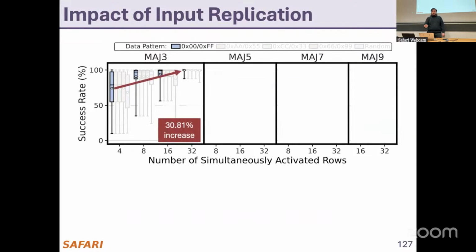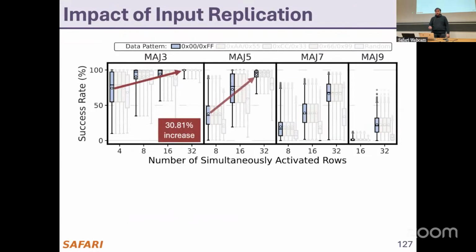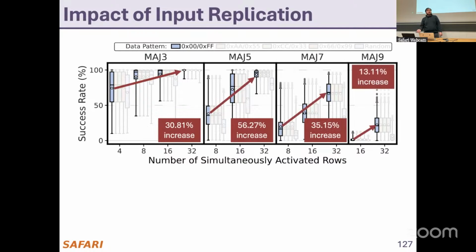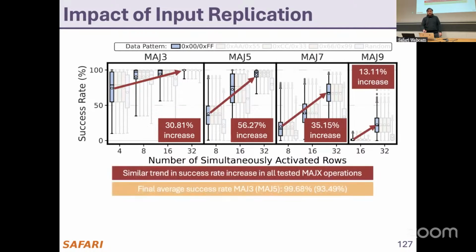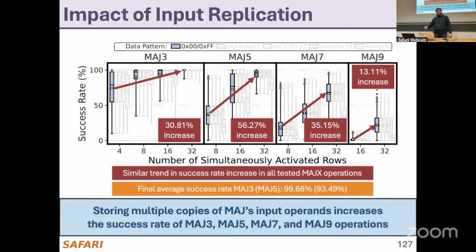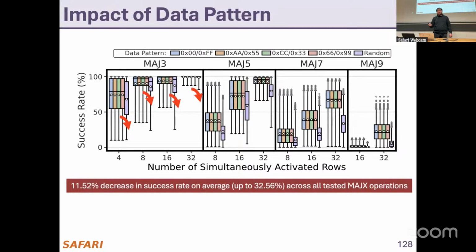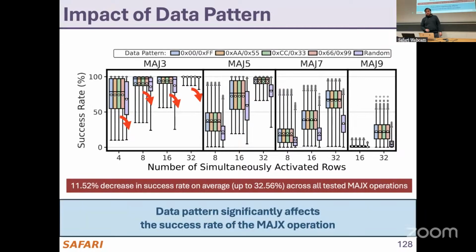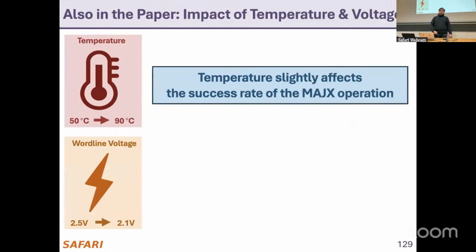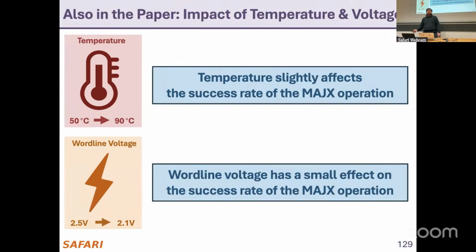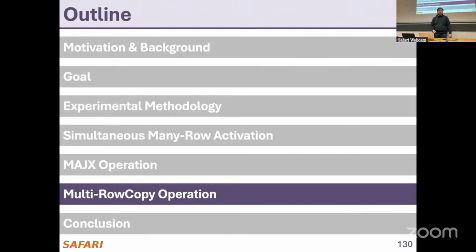And when we replicate the inputs, we see that in some cases we have more than 50% success rate increase on average. So storing multiple copies drastically increases the success rate of these majority operations. And the data pattern affects it to some extent, on average 11%. And also temperature and wordline voltage have a very small effect on these majority operations.